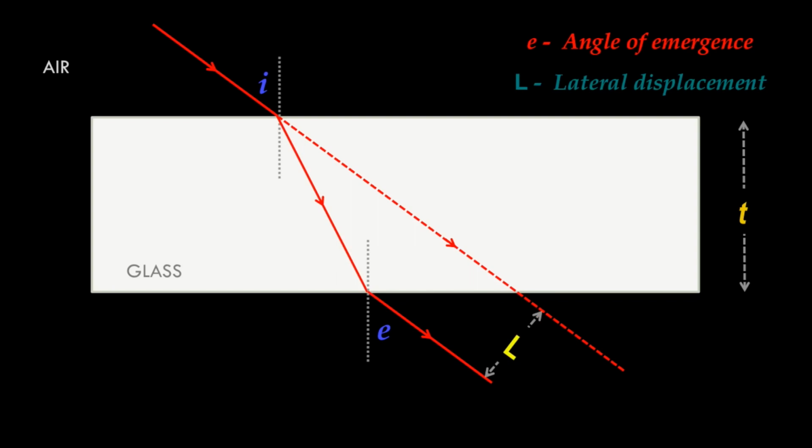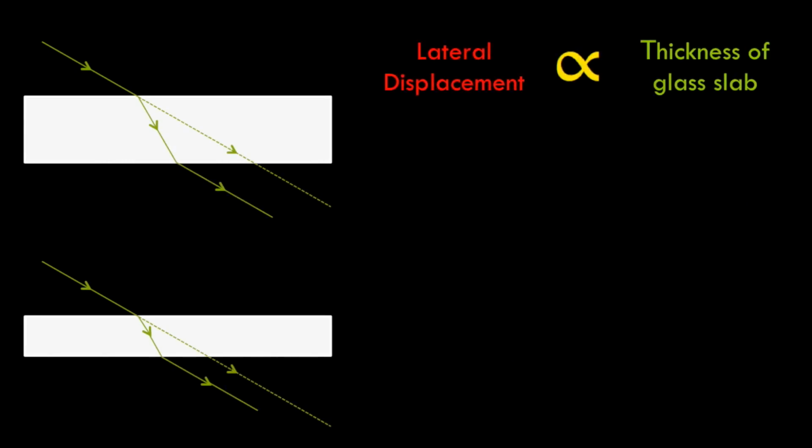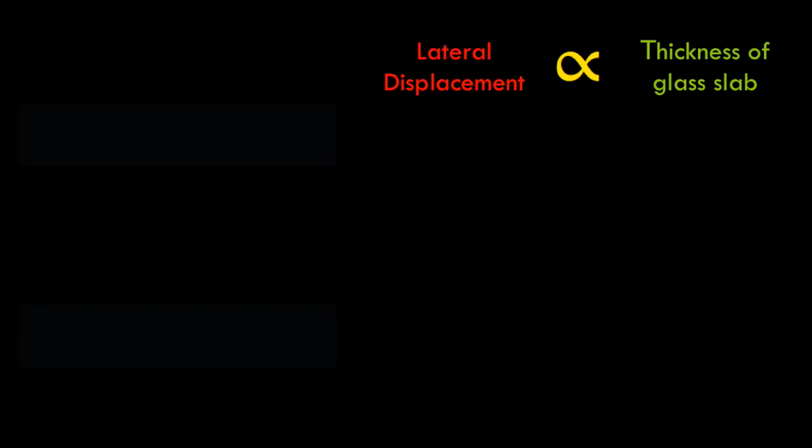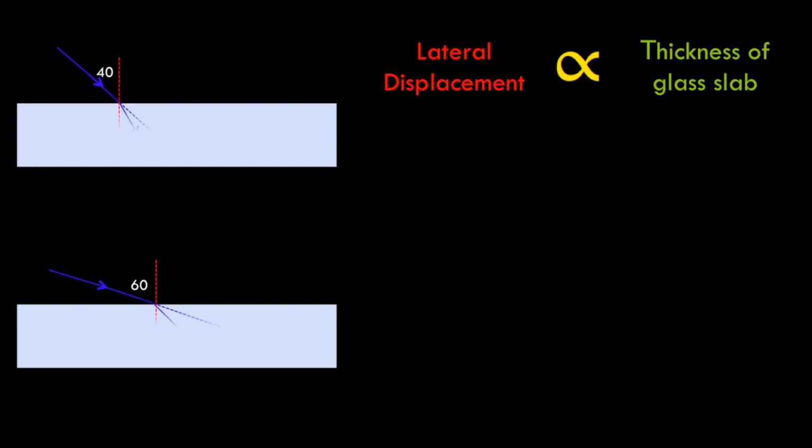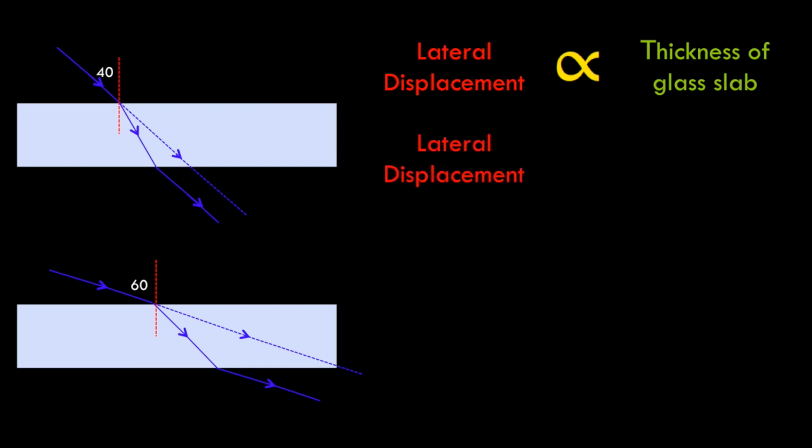Let us now investigate the factors that affect lateral displacement. Of two glass slabs, the lateral displacement is greater for the thicker glass slab. Hence, lateral displacement is directly proportional to the thickness of the glass slab. If the glass slabs are identical, but the angles of incidence are different, the lateral displacement is greater for a greater angle of incidence. Hence, lateral displacement is also directly proportional to the angle of incidence.